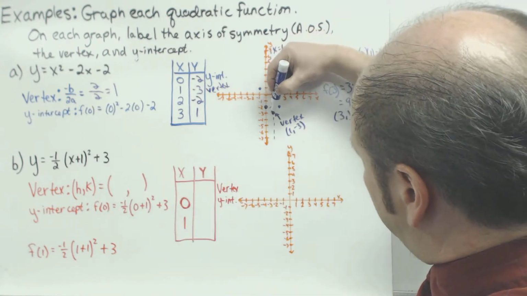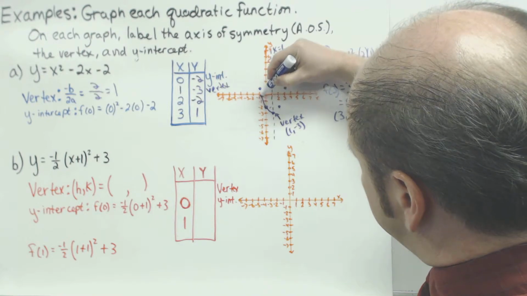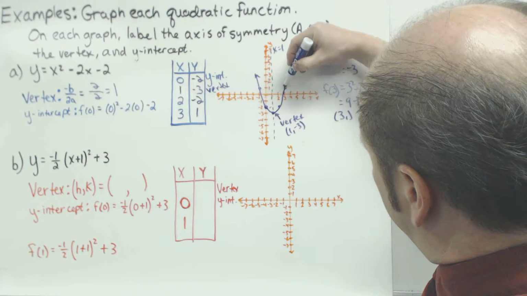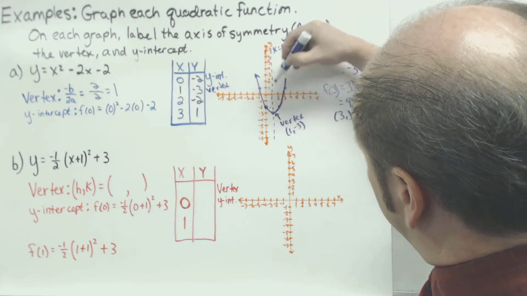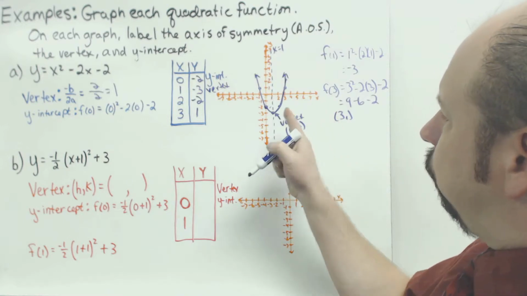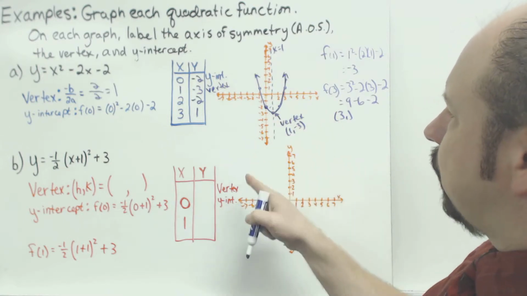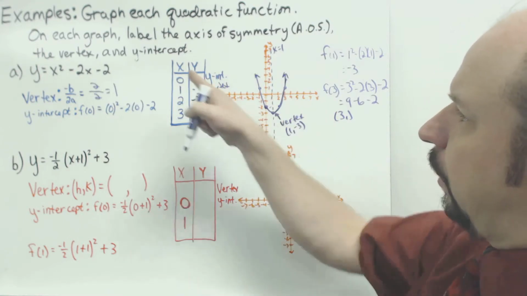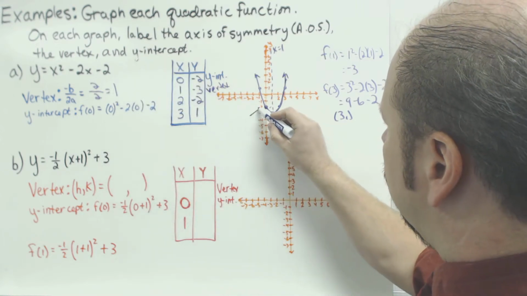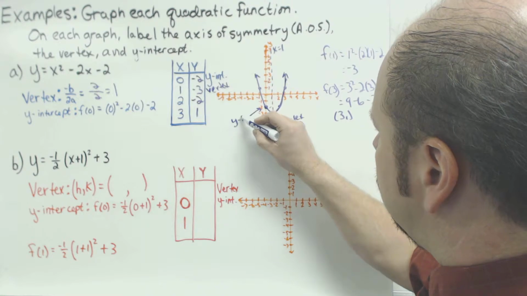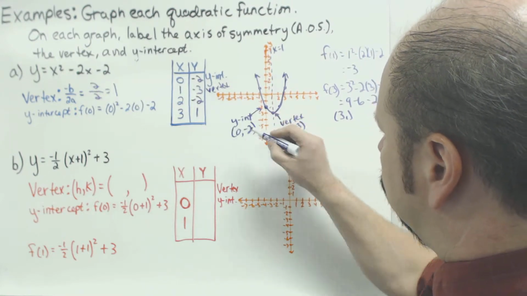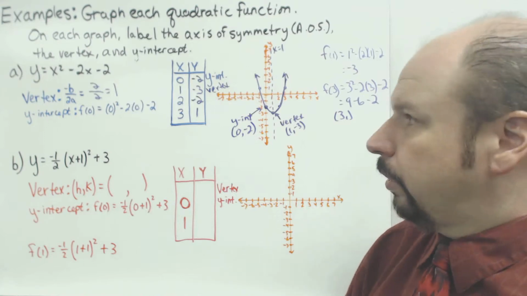So now we will just make our nice, smooth curve from there, and we have our graph. I have labeled the vertex, I've labeled the axis of symmetry. I just need to label the y-intercept, which is right there, y-intercept, and it is at (0, -2). There we go, we are done.